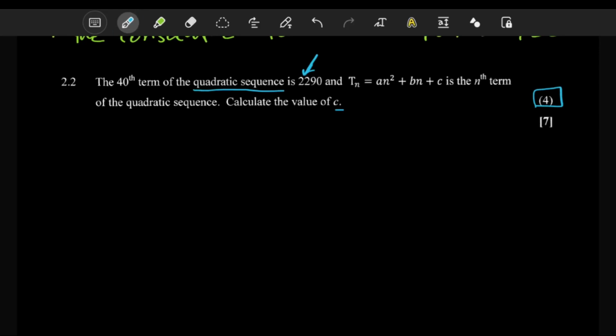So with this kind of equation, don't just dive into it. Make use of this information here, because what they're trying to tell us is to visualize numbers around this for a bit. Think of term number 39, term number 40, term number 41. Let's do this: T39, T40, T41. So what we know is T40 is 2290. The value after that we don't know. The value before that we also don't know.